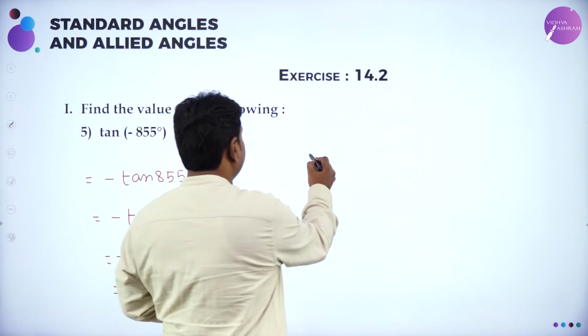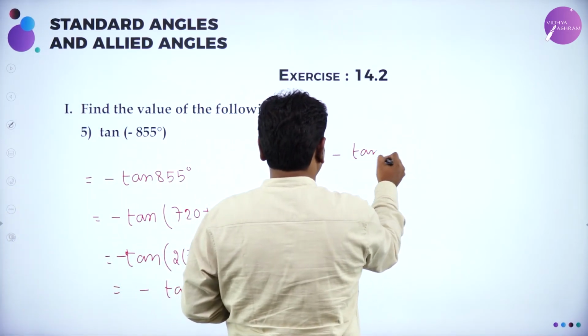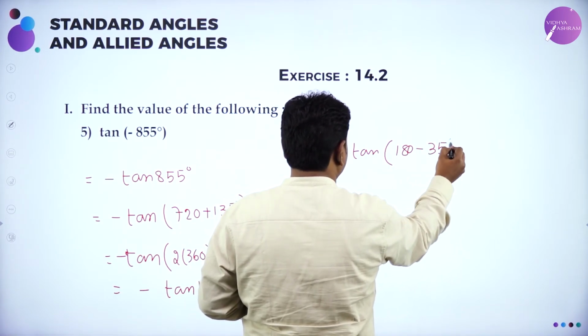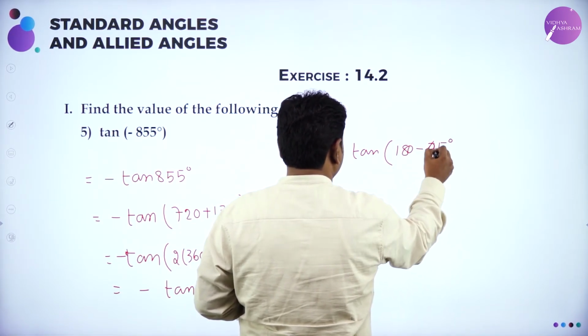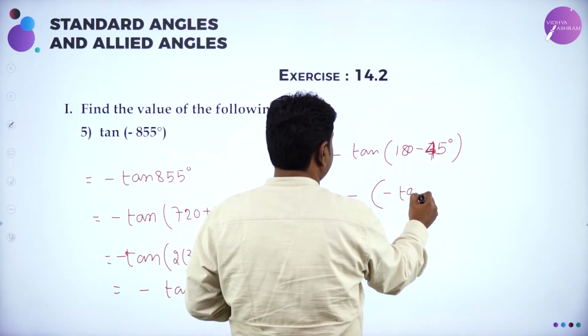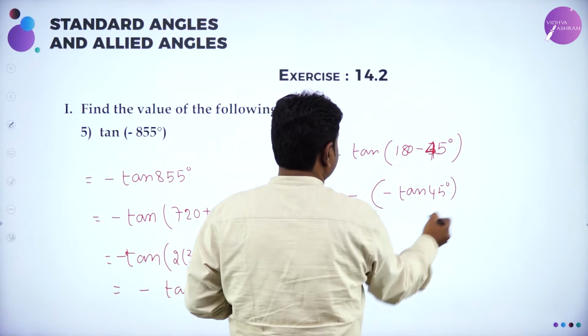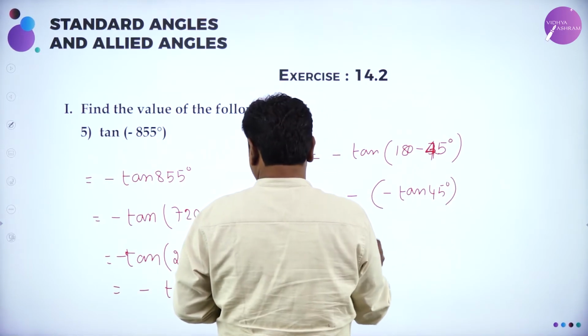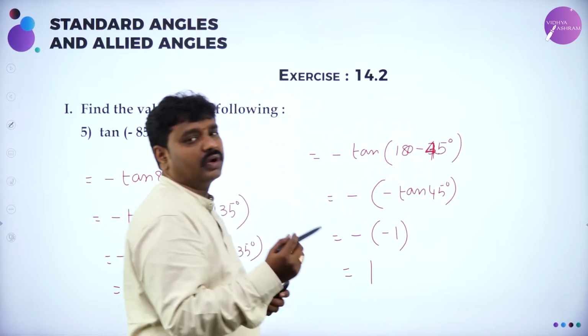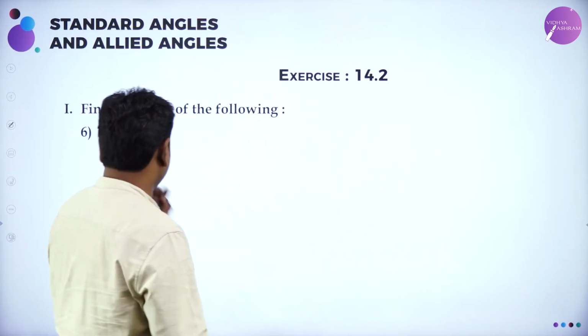Tan 135, further you can write it as tan of 180 minus 45. Tan of 180 minus theta is minus tan theta. It will become minus tan 45. So minus tan 45 is what? Minus 1. Minus of minus 1 becomes plus 1. Now we'll go to the next problem.